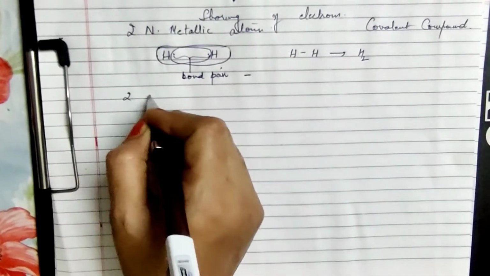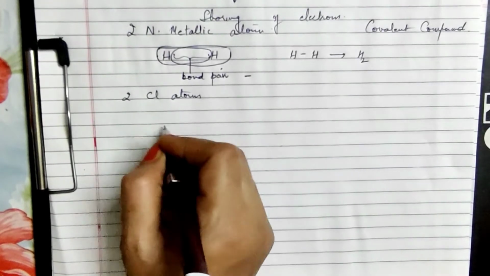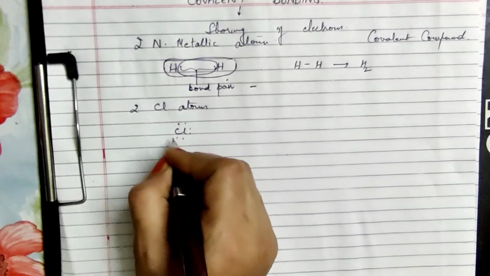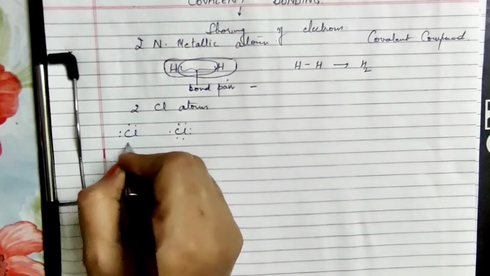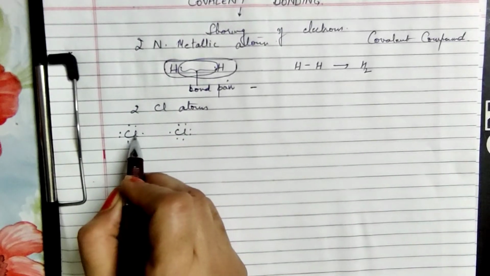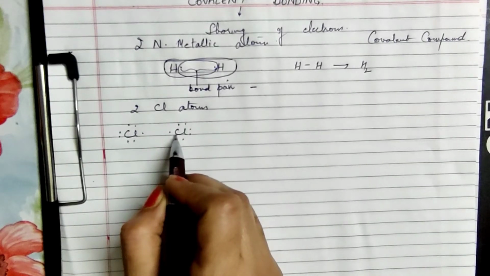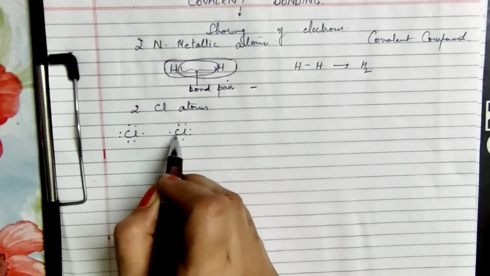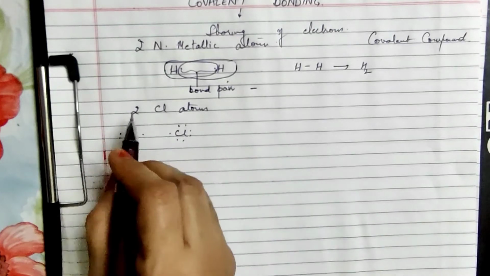Similarly, if there are two chlorine atoms, then one chlorine atom will have 7 electrons. Another will also have 7 electrons. Now this chlorine atom will require one more to become stable, and this chlorine will also require one more to become stable. None of the chlorines will be willing to give the electron to the other one, because that does not serve the purpose.